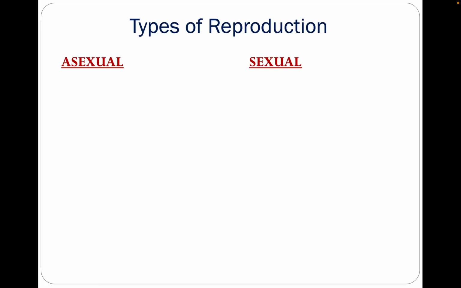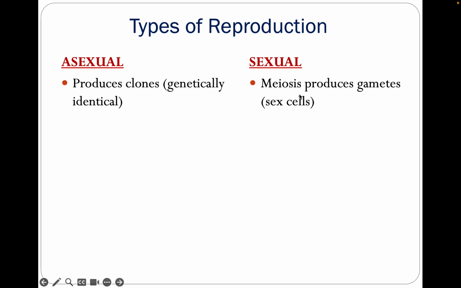There are two major types of reproduction: asexual and sexual reproduction. Asexual reproduction produces clones, or genetically identical offspring to their parents. Meiosis produces gametes, or sex cells, like sperm and egg. Asexual reproduction requires just one parent, whereas sexual reproduction requires two parents of opposite sex.